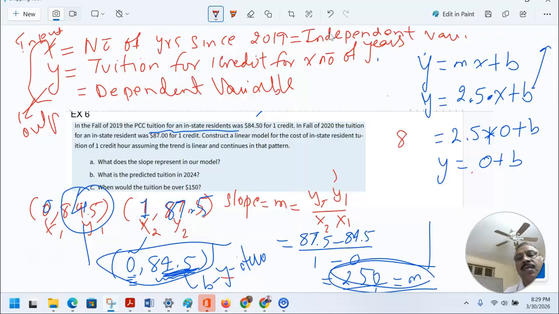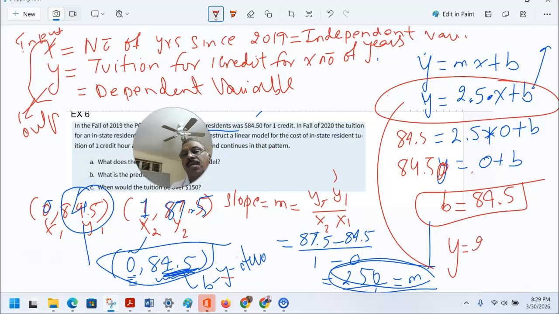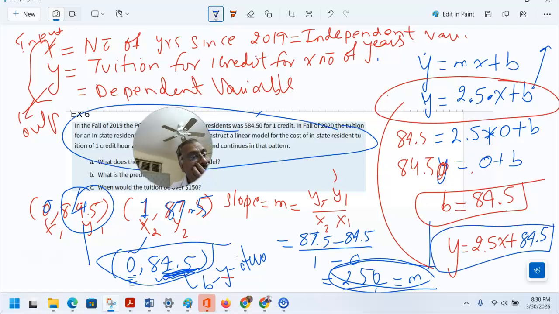So this is 84.5. So your b is 84.5. That's it. So we can write this equation. This equation now reduces to y is 2.5x plus b. I mean, the b we already found, 84.5. So this is the linear model for this particular real world application problem.